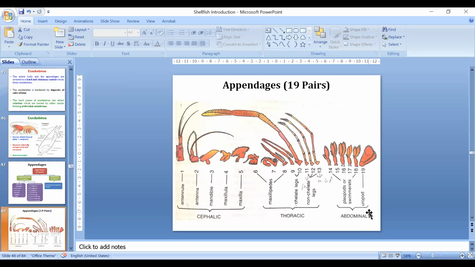Okay, abdominal, there are 6 segments in the abdomen. Okay, 1, 2, 3, 4, 5, 6. So on the 6 segments there are 6 appendages. So from the first to the 5th abdominal segments, the appendages are very similar in structure. Here you can see that, and they are all known as the pleopods or swimmerets.